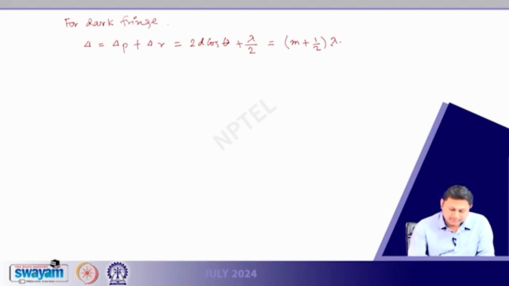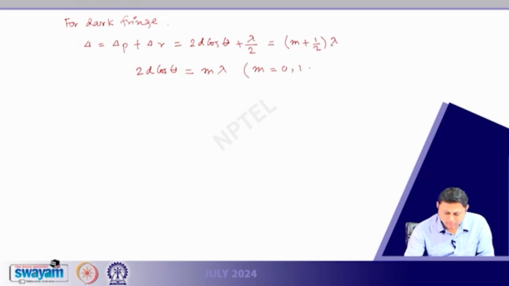So, from this expression we can simply have for dark ring 2d cos theta is equal to m lambda, because this lambda by 2 should cancel out, where m can take the values 0, 1, 2, etc. These are the values m can take.